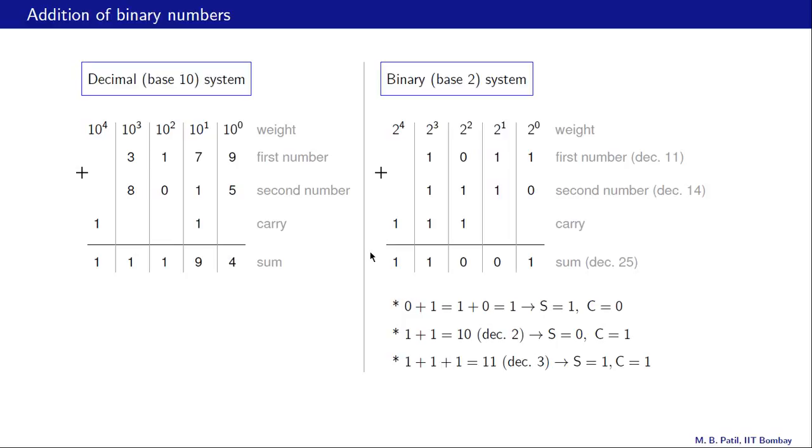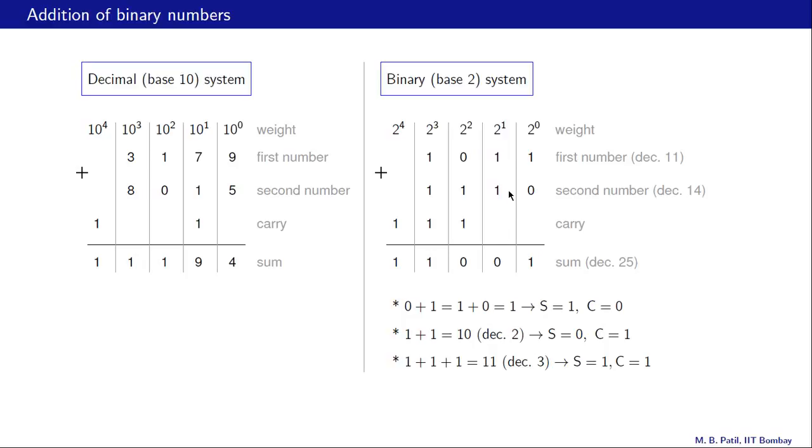So we want to add two numbers, 1011, which is decimal 11, and 1110, which is decimal 14. Where do we begin? We begin with the least significant bit. So we add 1 and 0. We get a sum bit 1 and no carry bit.